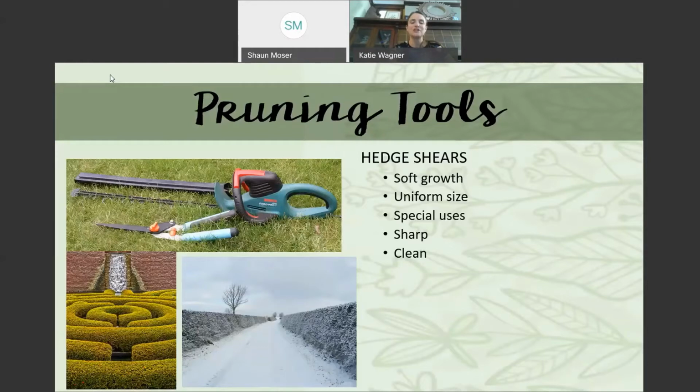And so with head shears, it's kind of quick. It can take off soft growth, uniform size. We use this a lot for very formal landscape pruning jobs. Definitely want to keep these sharp and clean, but they do have a kind of a ripping effect.